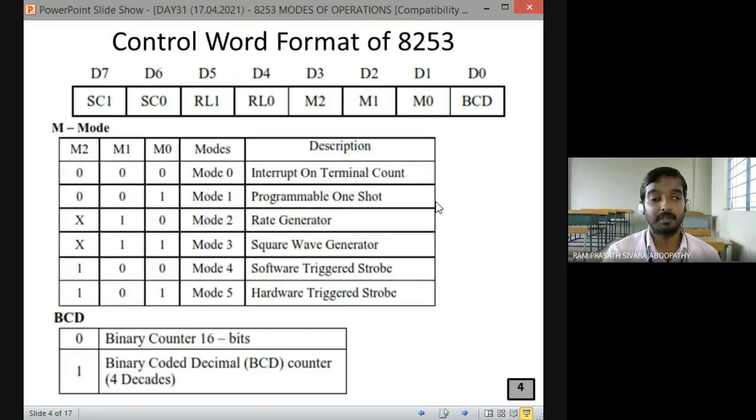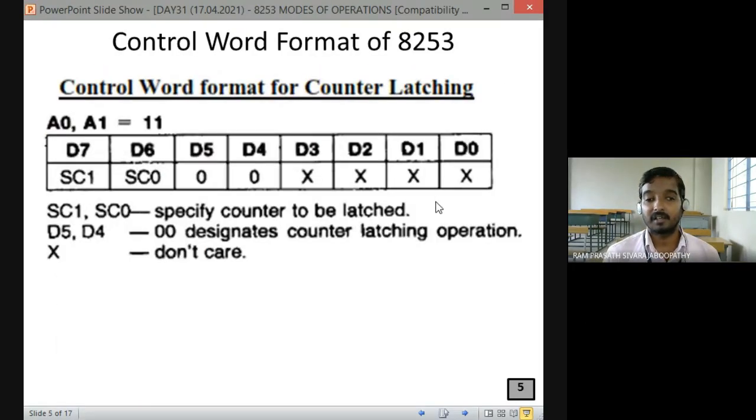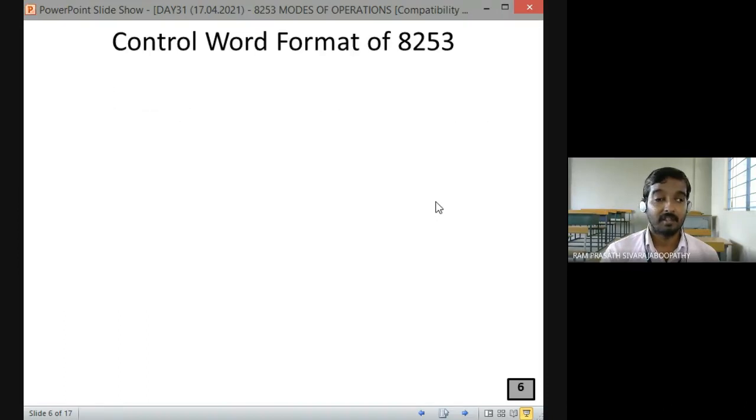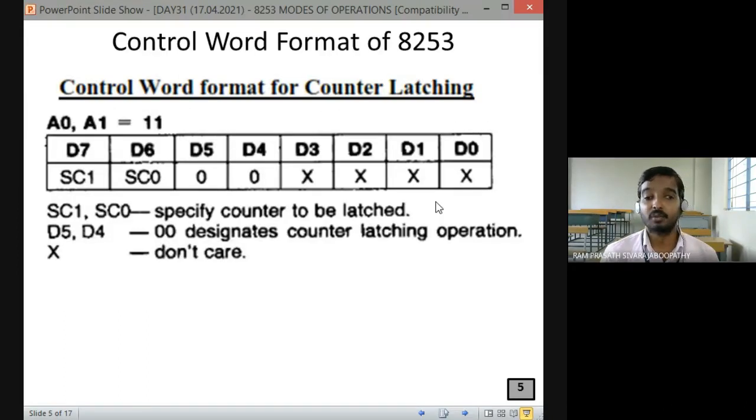Here I have told you the counter latch command. What does it mean? My counting operation is going on. Currently the counting operation is going on. If I want to read the count value, there are two methods. First we will go with it.